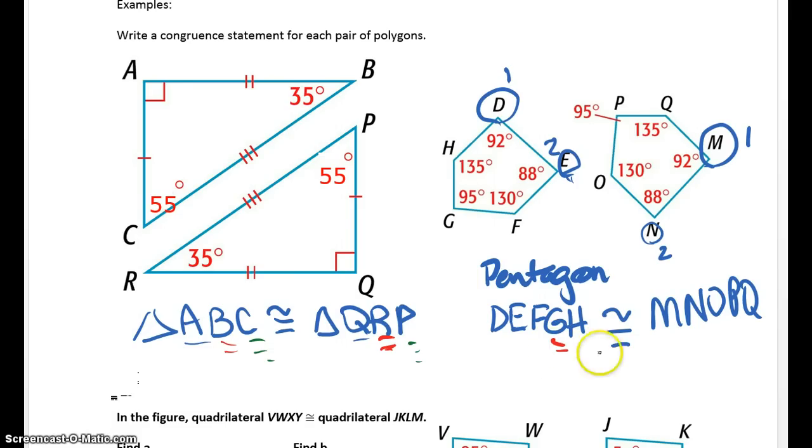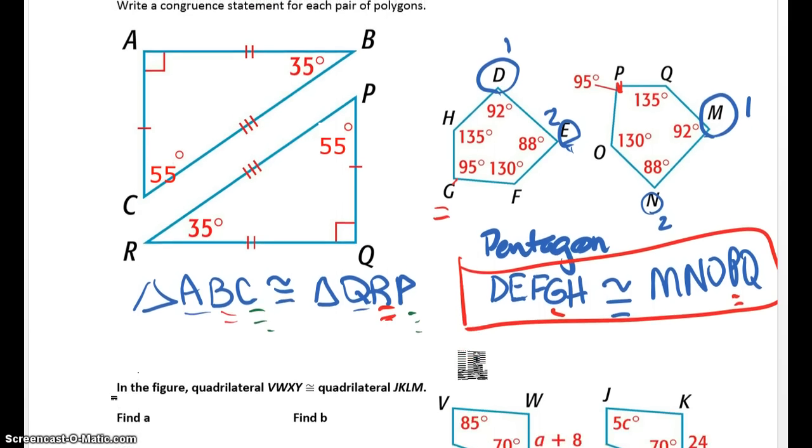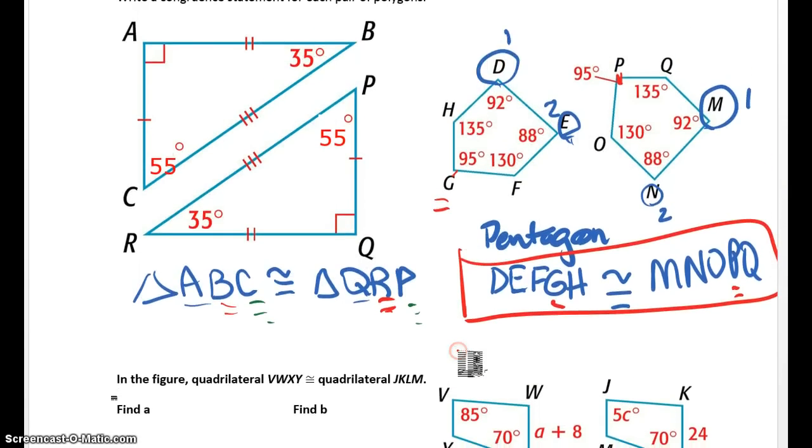We should think that G should correspond to P. So look up here at G. It's 95 degrees, and P is 95 degrees. So we wrote that congruence statement correctly. So that's our congruence statement. Okay, I said correspondence statement, it's supposed to be congruent statement.